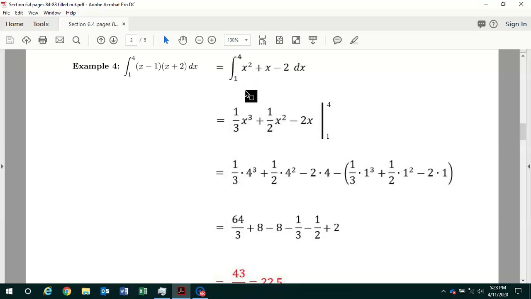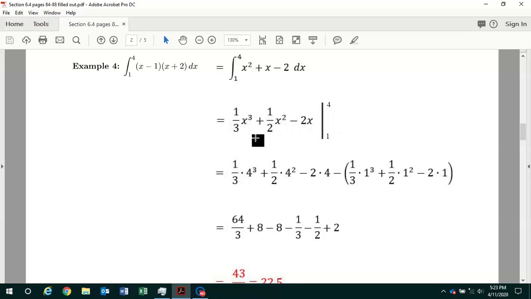The antiderivative of x squared is 1/3 x cubed. The antiderivative of x is 1/2 x squared. The antiderivative of minus 2 is minus 2x. And again, we can just ignore the plus c. And the limits of integration: the lower limit is 1, the upper limit is 4.